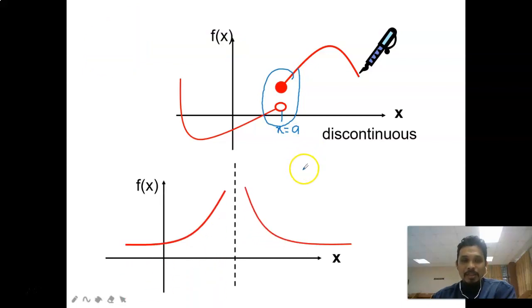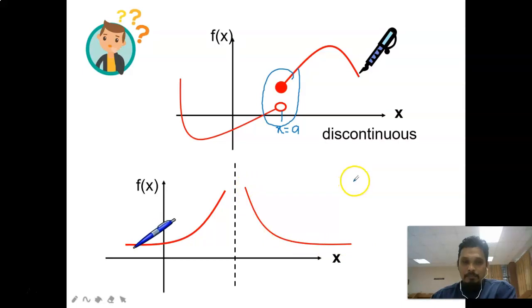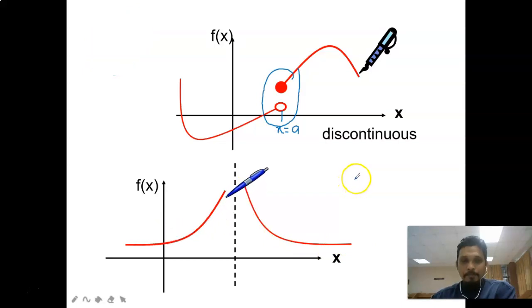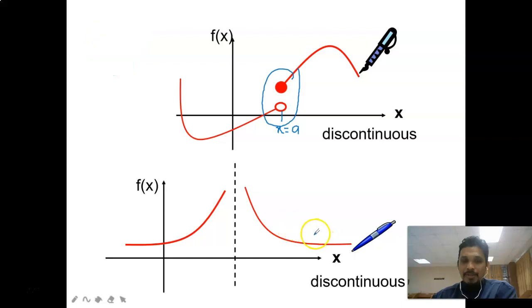And what about this one here now? Okay, I start the line from here, and everything is smooth. But then I need to lift up my pen and start all over again on the other side. And that's it. So these two lines do not meet each other, so it is discontinuous.